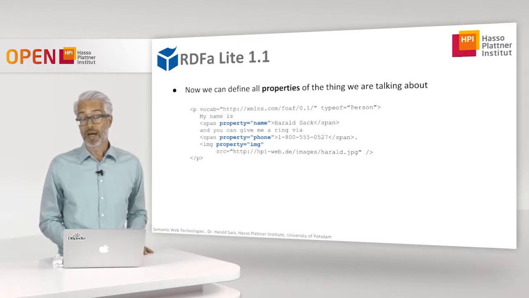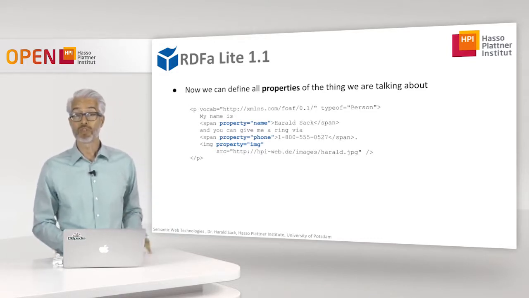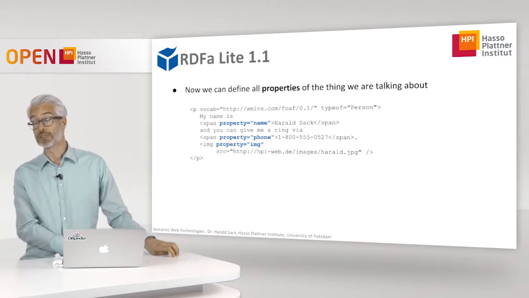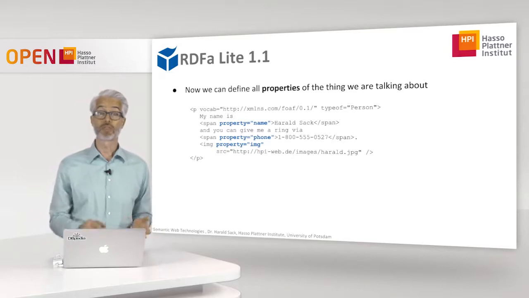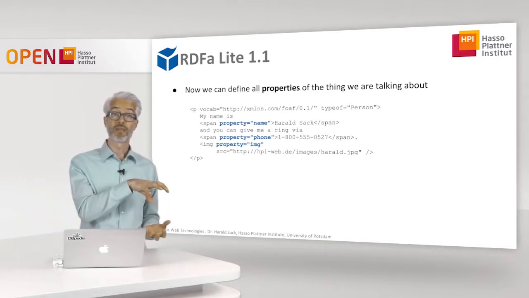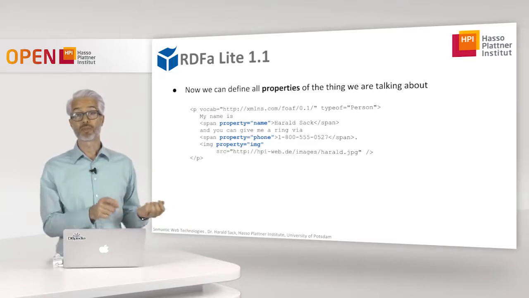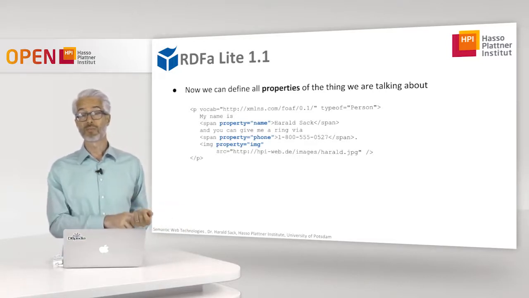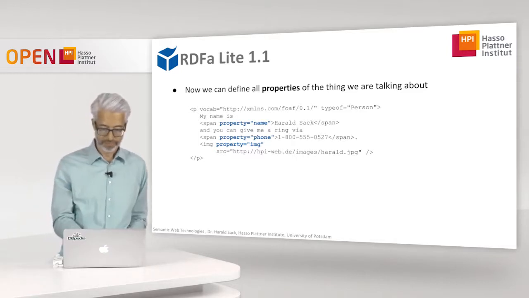So with this, I can already introduce a lot of RDFa information which can be extracted and directly transformed into RDF, because here statements are made about something which is encoded within the given paragraph, and we know already that this is a person, this person has a name, this person has a phone number, and this person has an image. That's quite nice, isn't it?